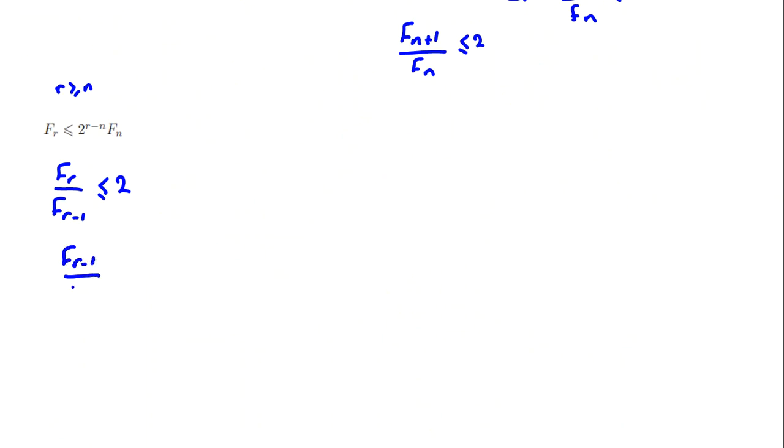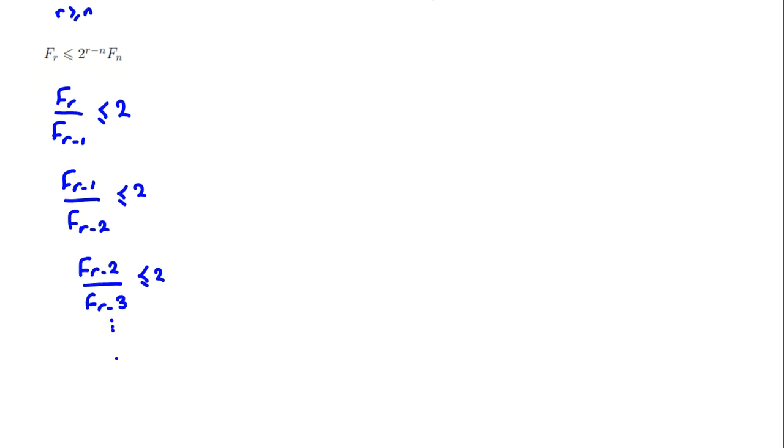f(r-1) over f(r-2) is less than or equal to 2, f(r-2) over f(r-3) is less than or equal to 2, up to the last term, f(n+1) over fn, less than or equal to 2.